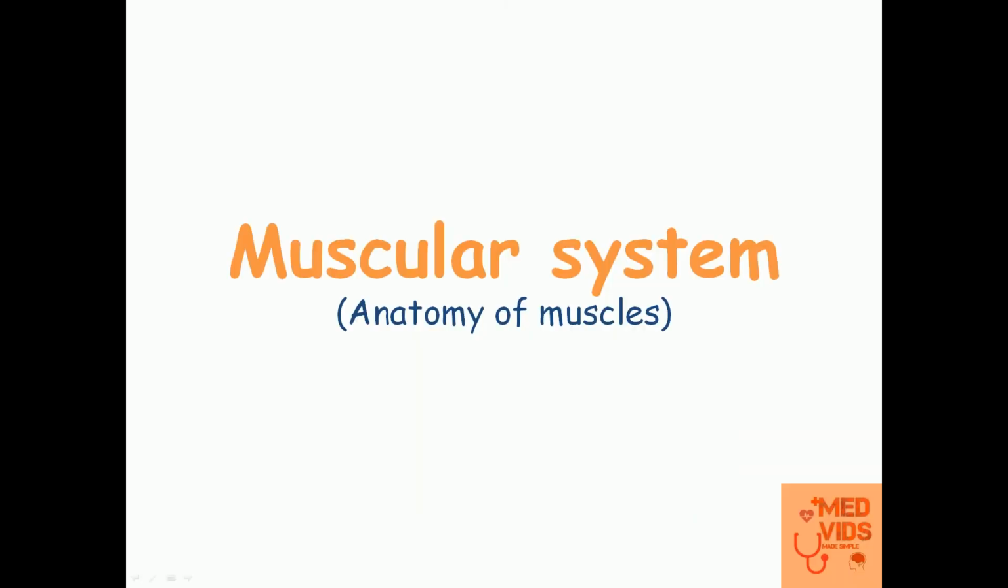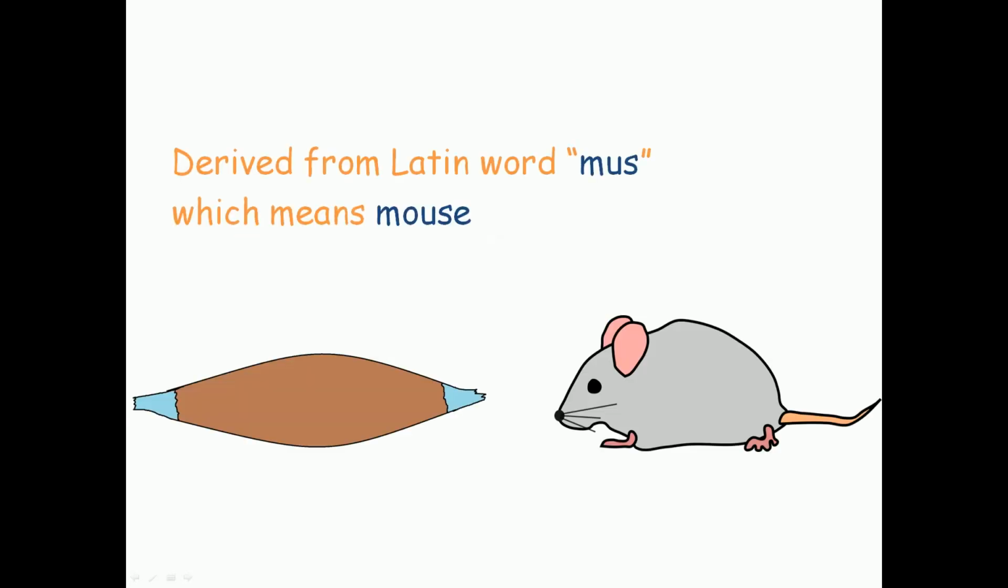In this video we're going to see about anatomy of muscles. Now let's begin. The word muscles is derived from the Latin word mus, which means mouse. Muscles basically resemble the structure of a mouse. So the belly of the muscle resembles the body of the mouse, and the tendons resemble the tail of the mouse.